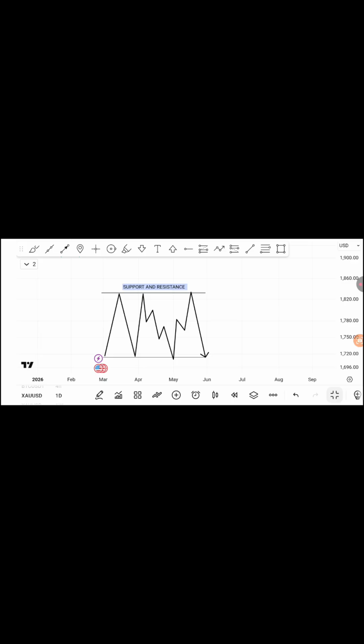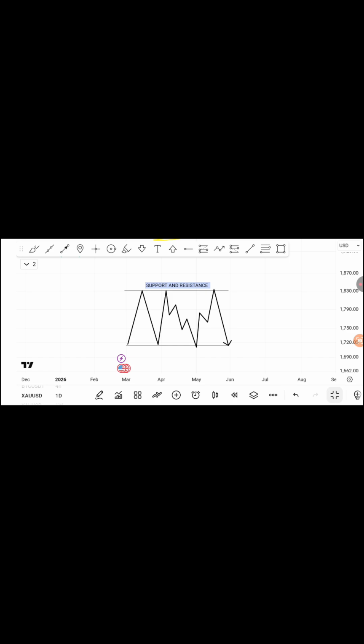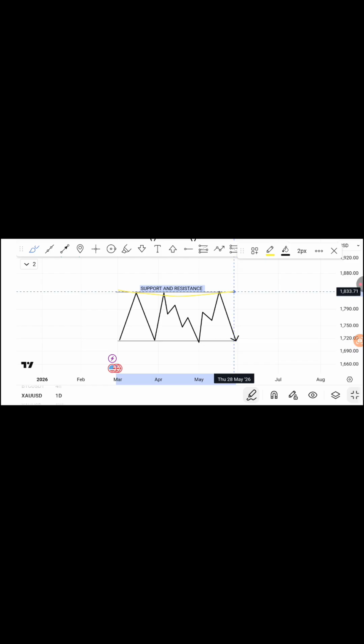So support and resistance are areas where traders react, but they also place their entries and stop losses, right? So this creates liquidity around these zones, the stop losses and the entries and the orders. That's why price doesn't just respect the support and resistance zone, but it often sweeps them first. Liquidity is often swept first.